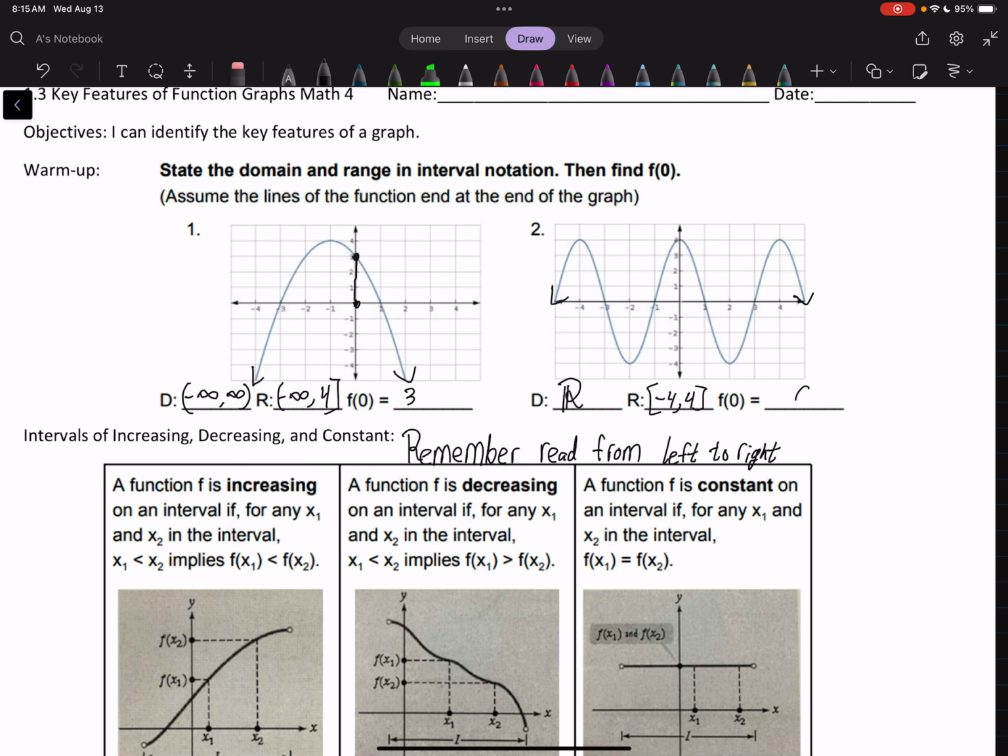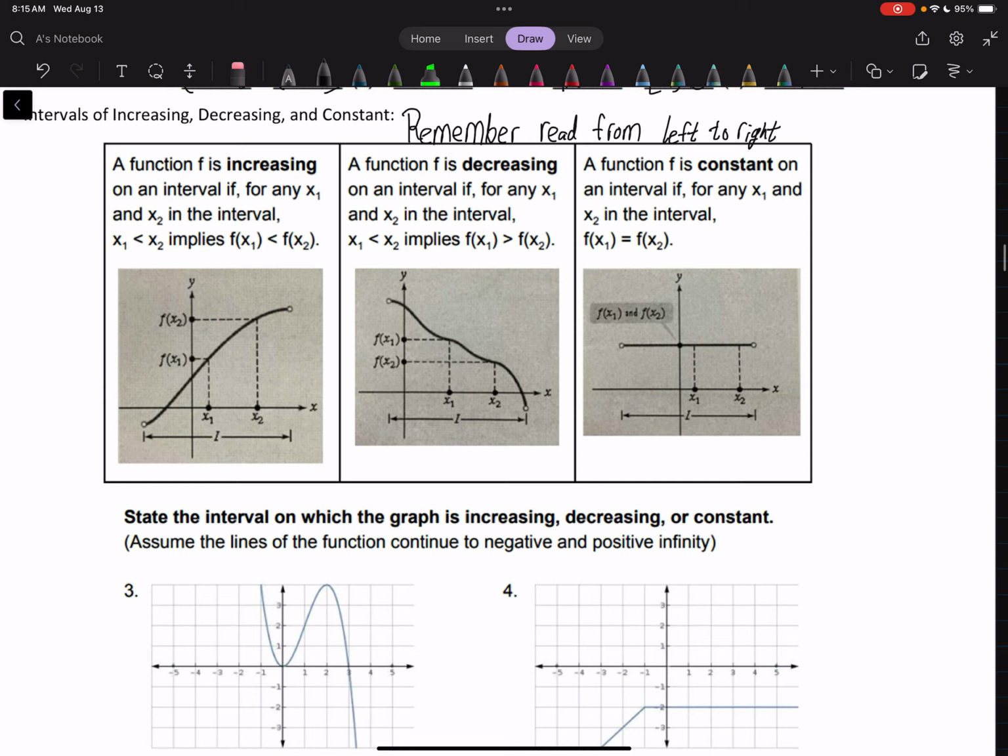F of 0, I said 0 and started to write it. F of 0 is 4. All right, that's review. Let's look at the new stuff.